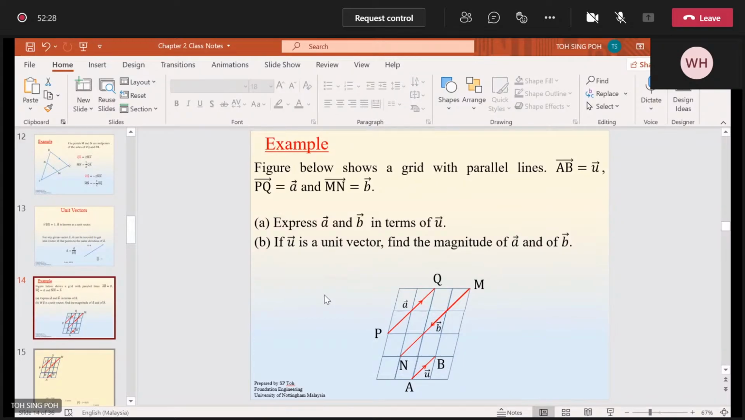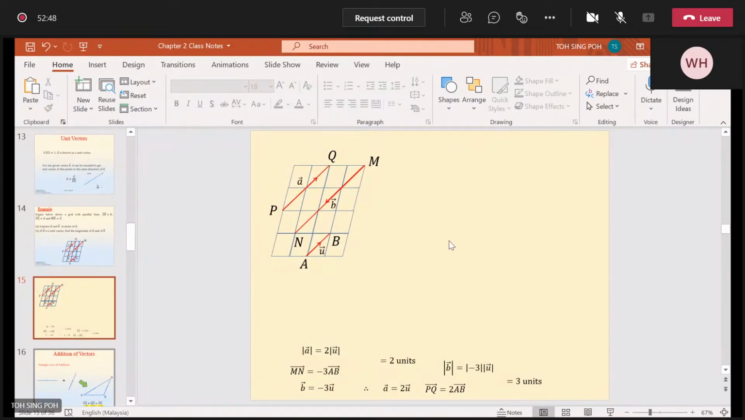Now the question asks you to express A and B in terms of U. A and B in terms of U. This is in terms of A, this is in terms of B, this is in terms of U. So now the question asks you to express A in terms of U. Then how to solve? Okay, now you look at this diagram.